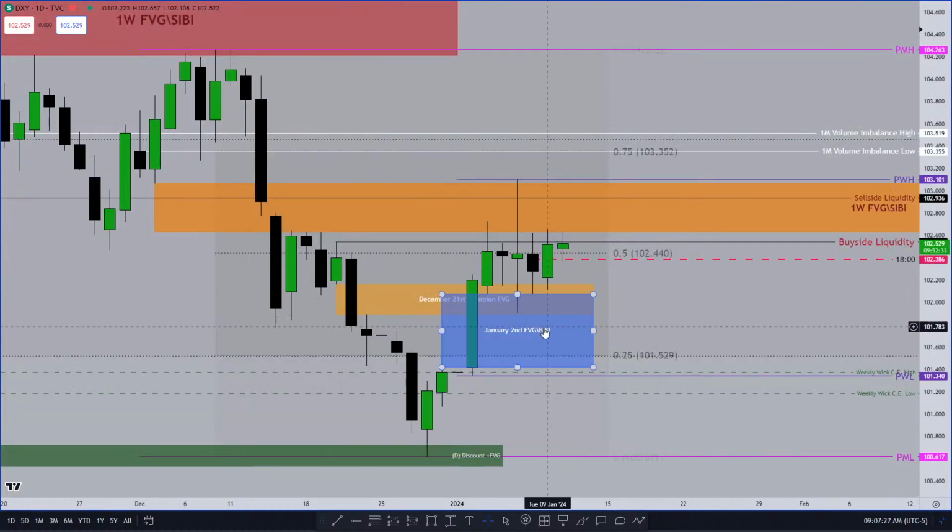And we have this January 2nd fair value gap BISI over here. Give me 1 second. I'm gonna move my mic away from my laptop because that is so frustrating. Okay, hopefully it's a little better. So like I said, the January 2nd fair value gap.